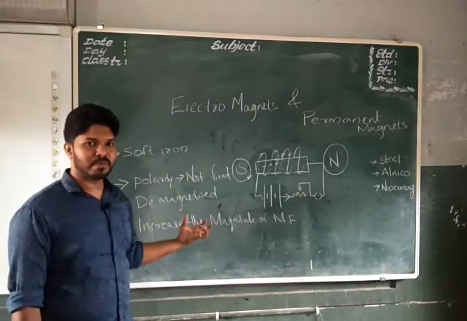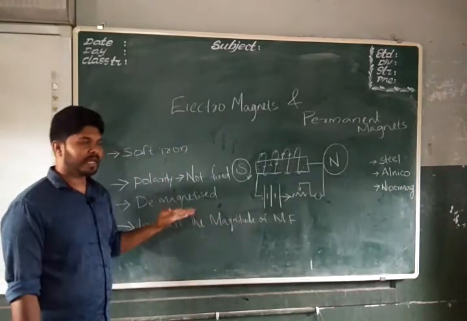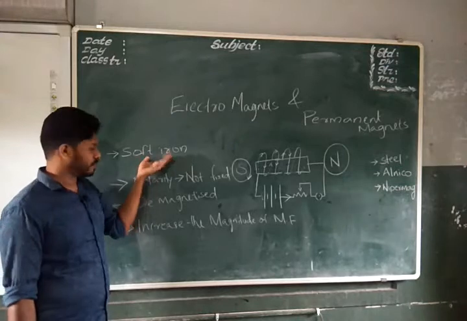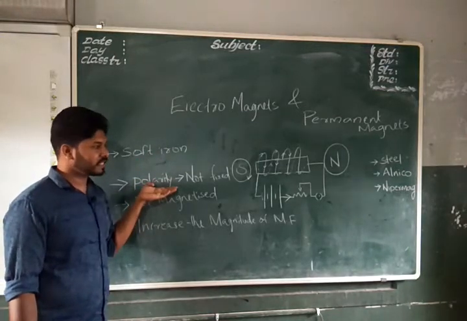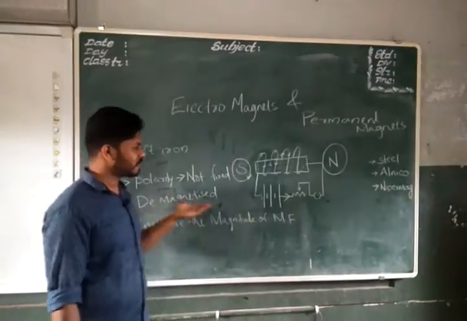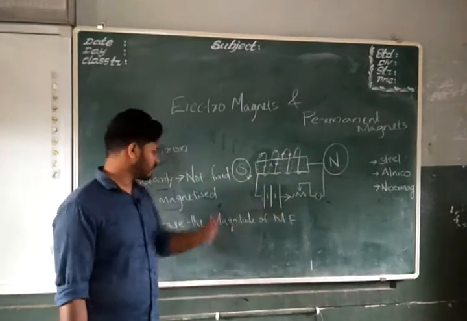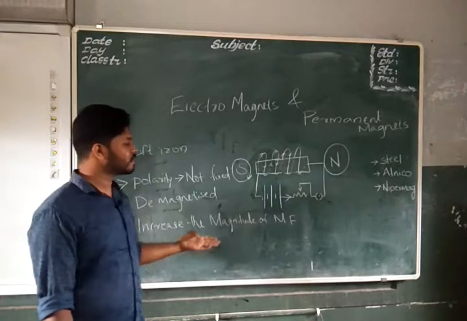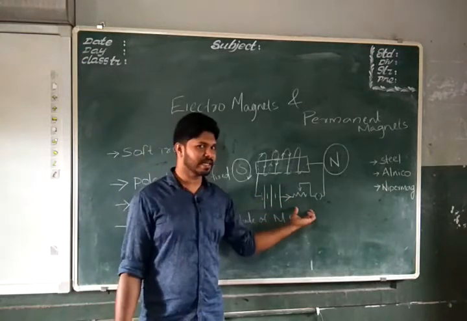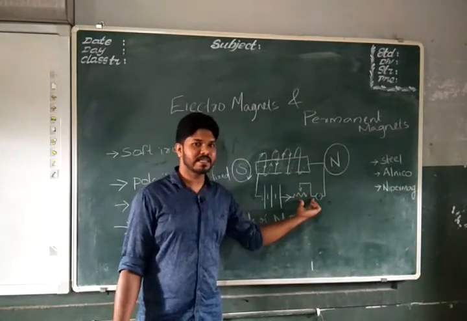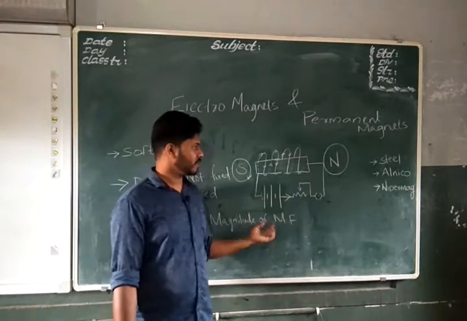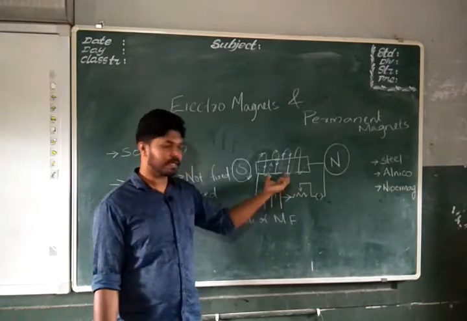These are the most important points to remember in the case of temporary magnets or electromagnets. They are made by winding wires on a soft iron core, and their polarity can be changed when we change the direction of current. They can be demagnetized when we remove the source of electricity. We can increase or decrease the magnitude of the magnetic field by increasing or decreasing the amount of current passing through the circuit. How? By using a rheostat. Hence we can increase or decrease the magnitude of the magnetic field using this temporary magnet.